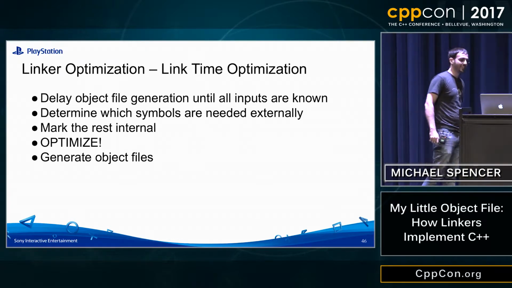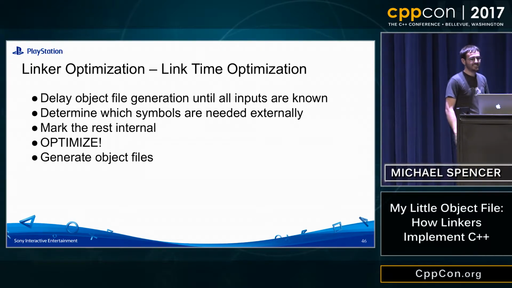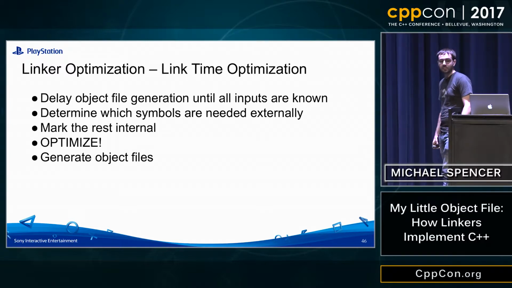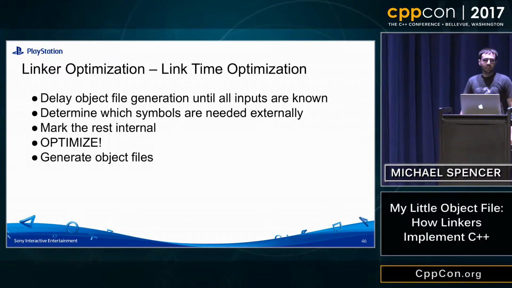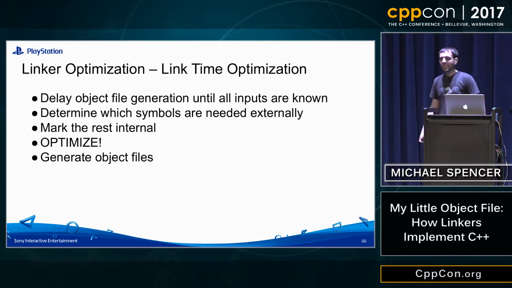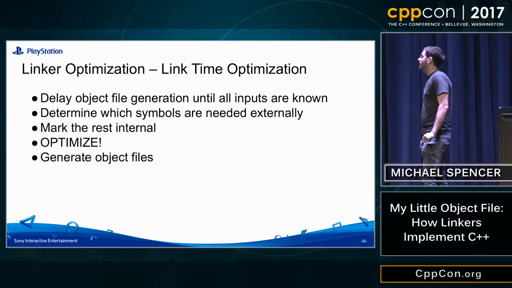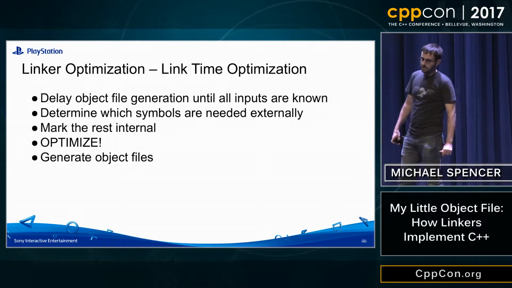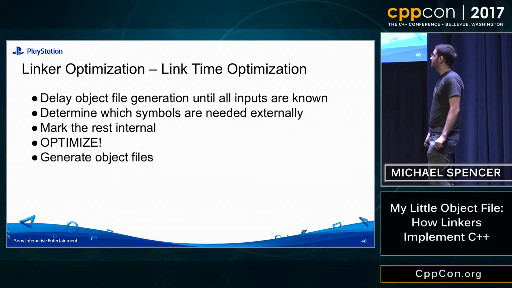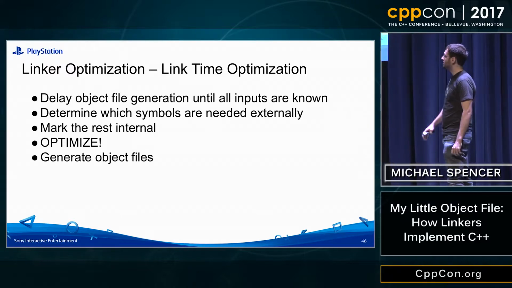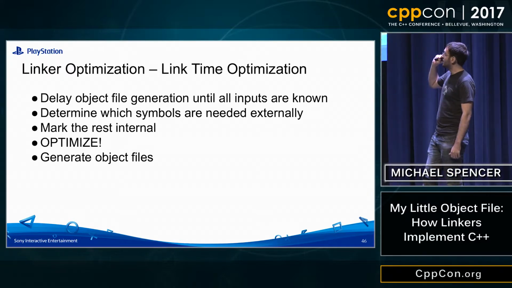And then a fun one, link time optimization. I think there have been talks here about link time optimization, but how this actually works in the linker is that you delay object file generation until all inputs are known. And you have to do this because there's additional optimization that can happen in the linker that is only possible because you're able to determine which symbols are needed externally.